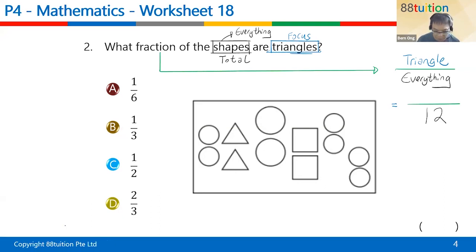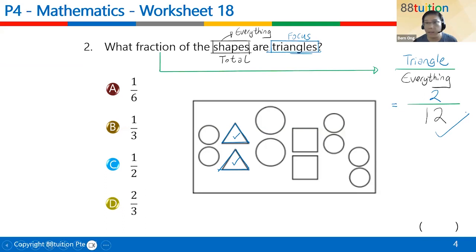All right. So that's how the question will ask. Triangles are three-sided. So please, this is a triangle. A triangle is three-sided. How many triangles do you have? You have 2 triangles. And therefore, the answer is 2 over 12. All right, the answer is 2 over 12. Is that the correct answer?